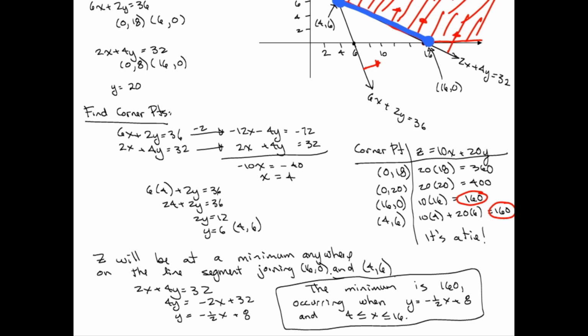So that is one thing that you have to watch out for that can happen with these. If you've got a tie, your minimum or your max will be along that line segment that joins them. What this basically means is that your constant z lines, as we saw when we drew the picture earlier, happen to have the same slope as this line segment, and so instead of hitting a corner, it hits the whole entire edge of the feasible region simultaneously, and that can happen.